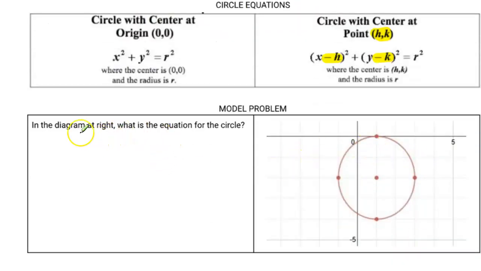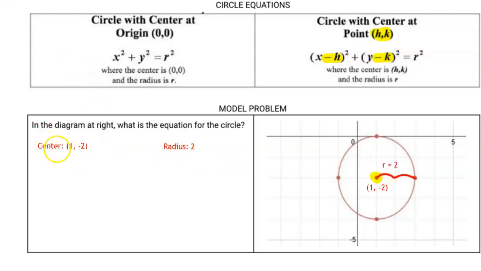So for this model problem, it says in the diagram, what is the equation for the circle? Well, here's my circle, and I notice that the center is down here. The center is at point 1, -2. Not too bad to figure that out. And then the second part is also not that bad to figure out. I'm looking for the radius, which means I'm looking for the distance from the center to any point on the circle. I've moved 2 units, so I can say that the radius is 2.